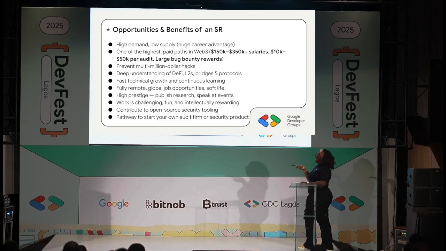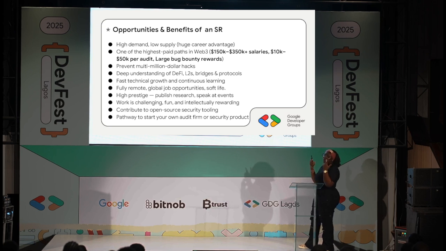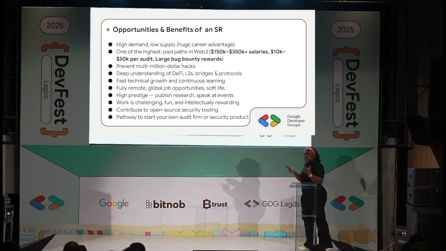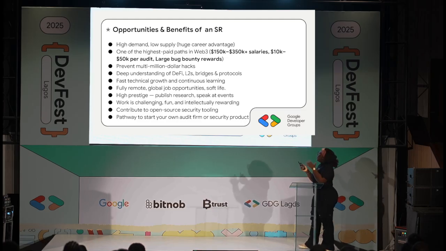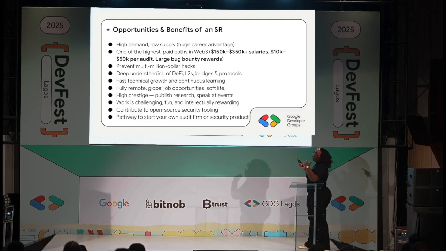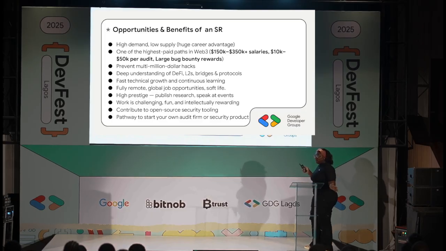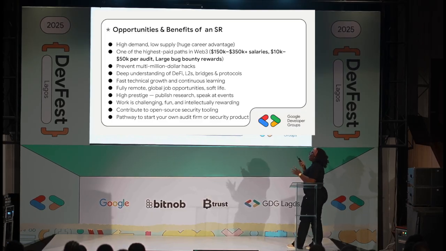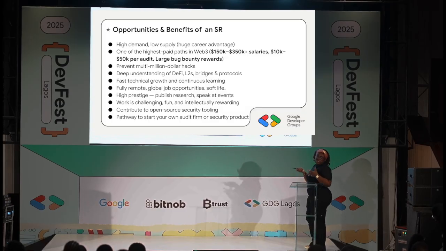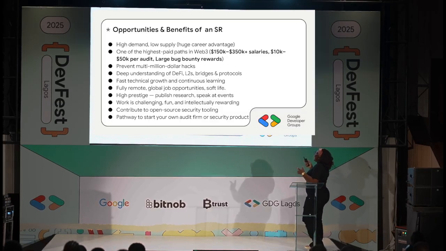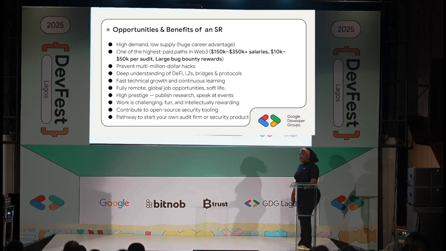So it is challenging, it is fun and intellectually rewarding. Trust me, you'll be busting your own head as you are discovering something. You'll be like, wow, I'm better than yesterday. You're going to discover so many things, and it is fun. You can be at the pool and come out of the poolside and just quickly check one contest on Cantina and you are getting $5,000 for that. You are contributing to open source security tooling by doing that too, and that's a pathway to start your own audit firm or security product as well.